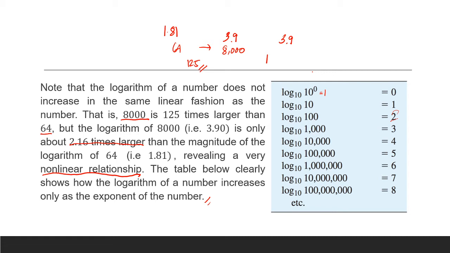Now, ang isa pang mapapansin natin dito, class, di ba, from 64, naging 8,000. Pero in logarithms, from 1.81, naging 3.9 lang. So, ito yung sinasabi natin kung bakit ideal gamitin ang logarithmic scale when it comes to expressing a wide range of numbers or a wide range of frequencies.